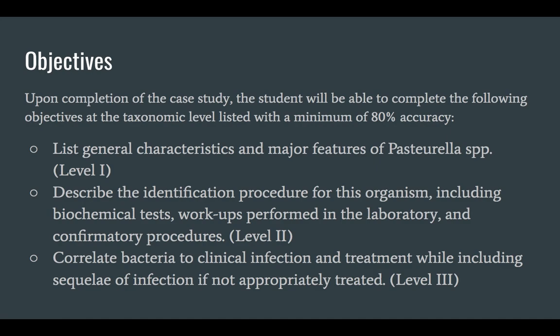So upon completion of this case study, the student or observer will be able to complete the following objectives at the taxonomic level listed with a minimum of 80% accuracy. For level 1, we want to list the general characteristics and major features of Pasteurella species. For level 2, we want to describe the identification procedure for this organism, including biochemical tests, workups performed in the laboratory, and confirmatory procedures. And for level 3, we want to correlate bacteria to the clinical infection and treatment while including sequelae of infection if not appropriately treated. Fortunately, this patient was appropriately treated, but we shall get into that shortly.